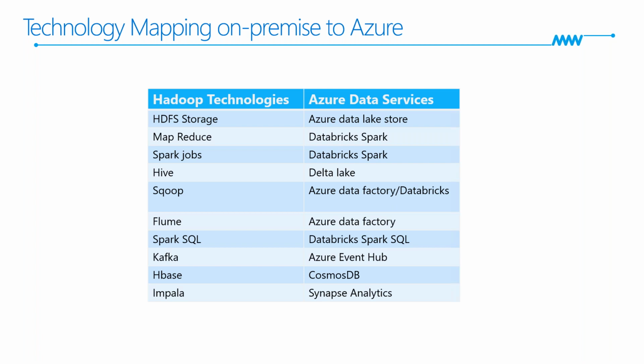Flume will go into Azure Data Factory. You can run Spark SQL in Databricks SQL. Kafka, we talked about, will go into Event Hub technology, which is also a publisher subscriber-based technology running in a cloud native way. All your HBase, the NoSQL database on top of the Hadoop HDFS platform, will go into Cosmos DB. And to run your relational kind of workloads, Impala technology will go into Synapse.